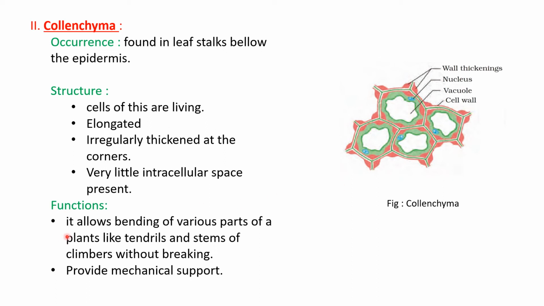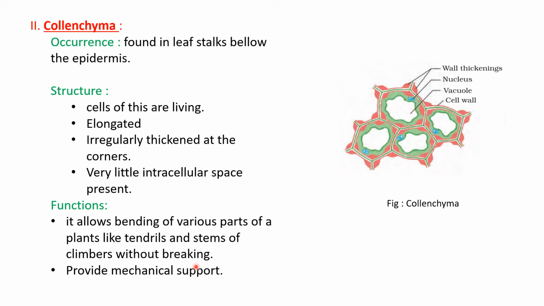Now, we will see the functions. It allows bending of various parts of a plant like tendrils and stem or climbers without breaking. We know plants are of different types. Some plants are climbers, that means they need support to climb up high, like the bottle gourd plant, that is a climber plant. There we can see the tendrils.